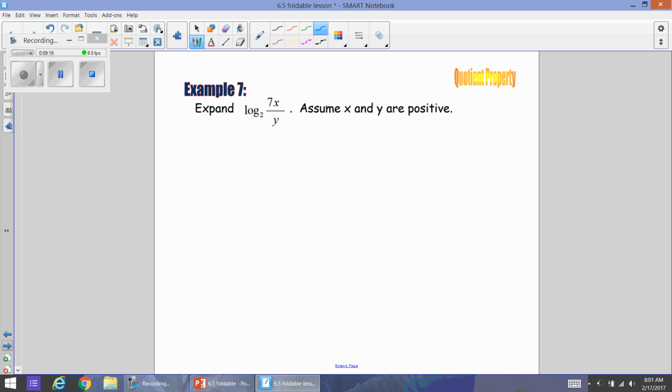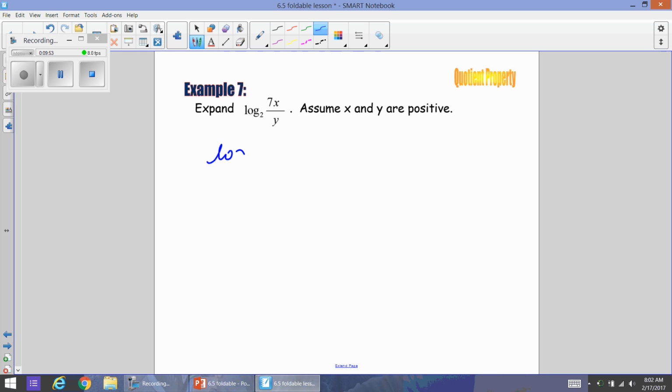All right, now we're going to do it with some variables. When it's done with variables, we call it expanding. You start with one log, and then you're going to have lots of logs. Here's how I like to do these problems. There's multiple ways, but just go with me on this. I say to myself, the 7 and the x are multiplying, and multiplying is addition. But the 7x and the y are dividing, and dividing is subtraction.